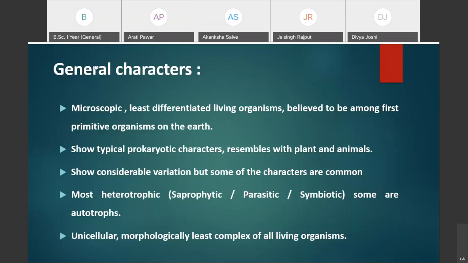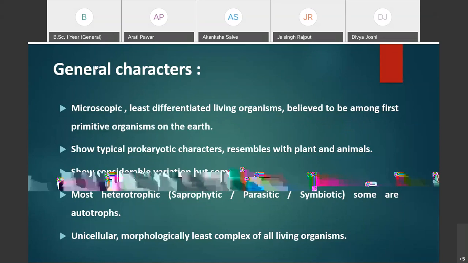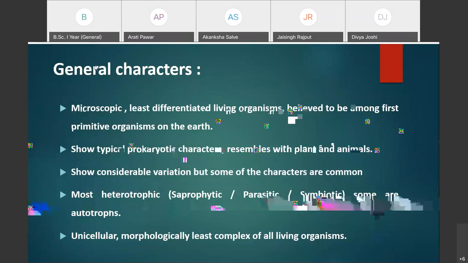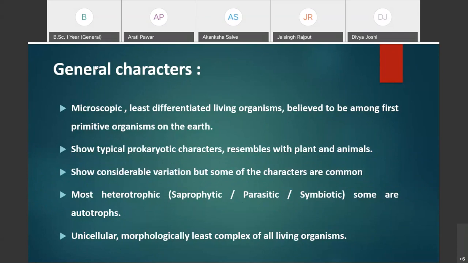Most of the theories believe that life started or developed in the sea, in the form of cyanobacteria. That's why bacteria are believed to be among the first primitive organisms on the earth. They show typical prokaryotic characters and they show resemblance with both plants and animals. Bacteria are the typical example of prokaryotic organisms.